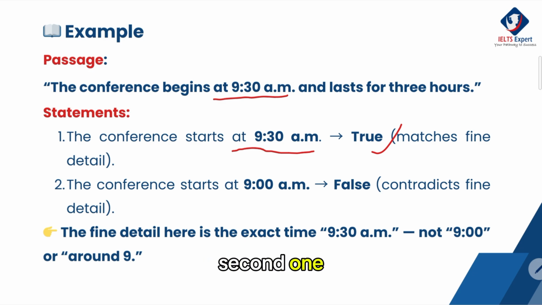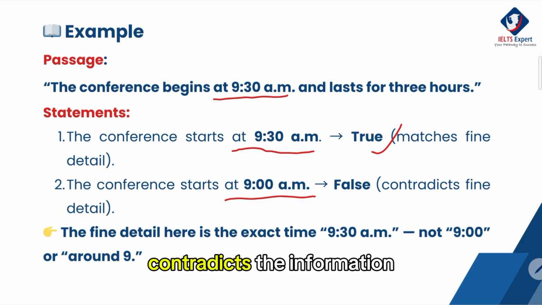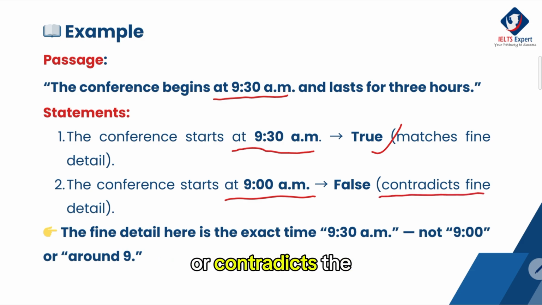What about the second one? Look at the second question: the conference starts at 9 a.m. This is one of the fine details, but the fine detail in this statement contradicts the information in the passage, or contradicts the fine details in the passage.